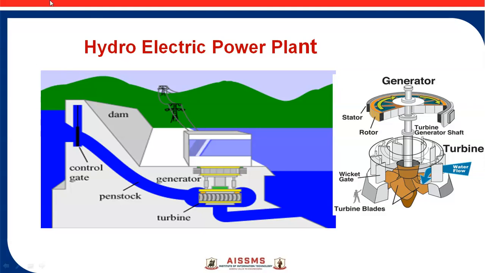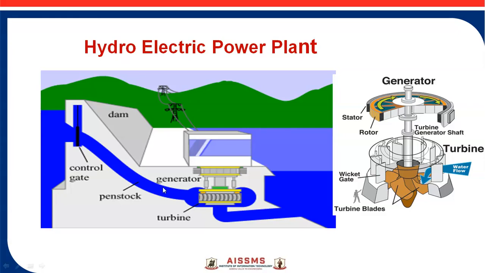The main parts of a hydroelectrical power plant are the reservoir. Next is the dam. Next is the trash rack. Next is the gate, the control gate. This is a penstock. This generator is there. This whole system is called a powerhouse. Then turbines, and this is a transmission line.